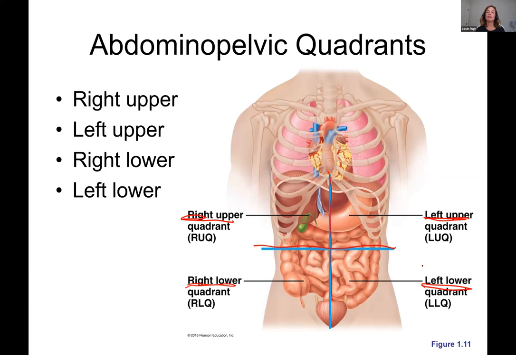I want you to know the 9 regions as well as the 4 quadrants. It truly depends. I know a lot of you are going into healthcare. Depends on where you work as to what they prefer you use in the chart. So you just need to know both of those. The quadrants are super easy. It might take you a little longer to learn those 9 regions.